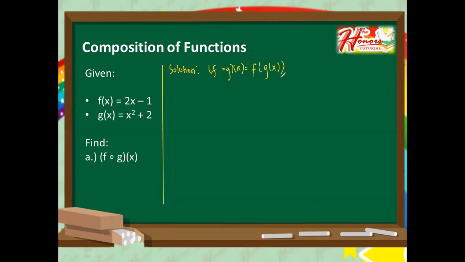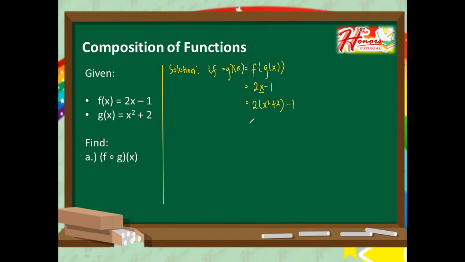We have to look for the value of f first. So that is 2x minus 1. So we will write 2x minus 1. And then after that, we are going to look for the value of g, and that is x squared plus 2. So this is what we are going to do. We have to replace x with x squared plus 2. So it will become 2 times x squared plus 2 minus 1.